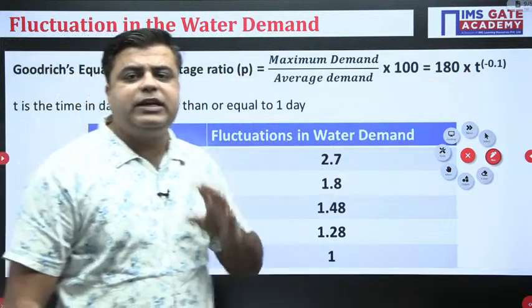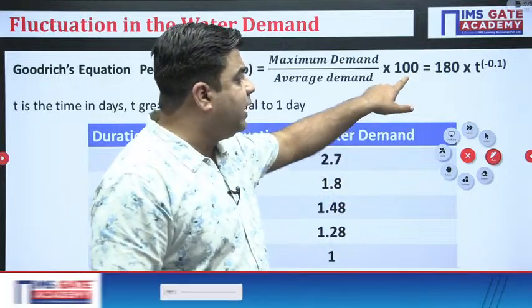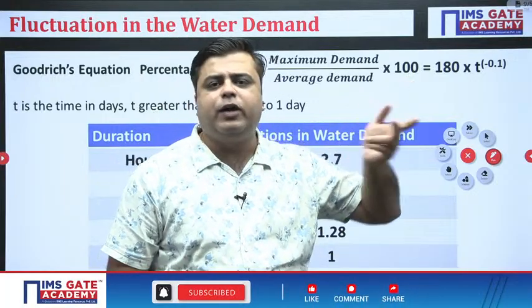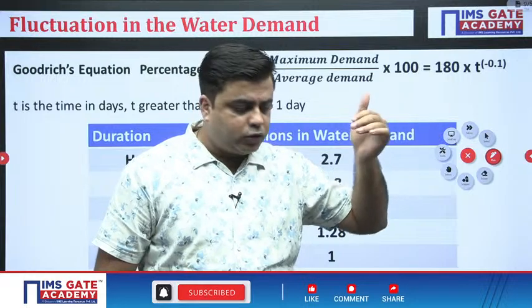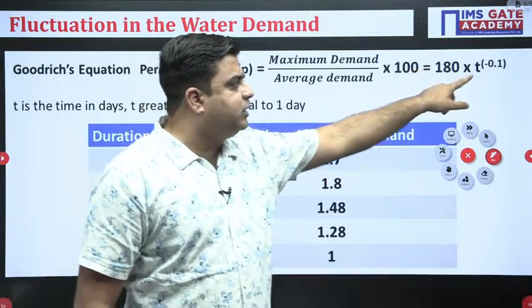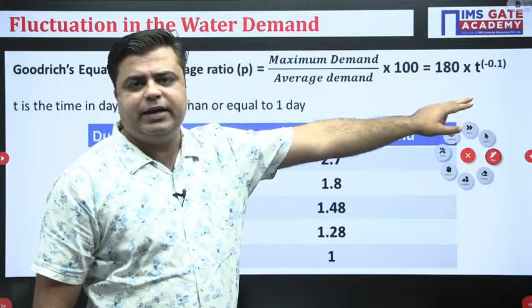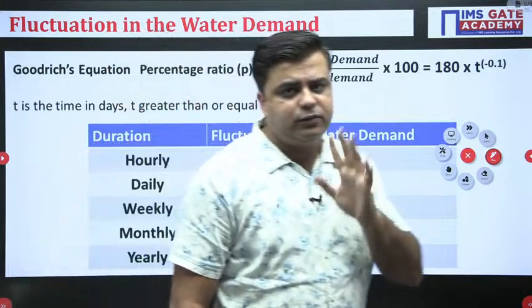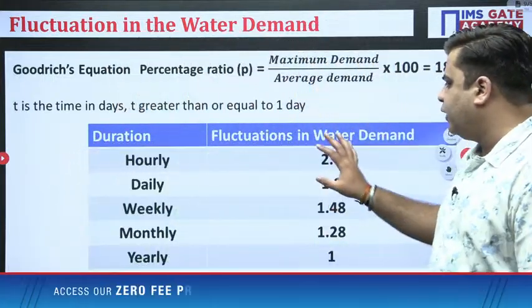The only limitation of this formula is that you can calculate the fluctuation only for 1 day and above. So the minimum time that you can enter in this equation is 1 day, where T is the time in days and the minimum value of T is 1 day. So here is a table for fluctuation in water demand.